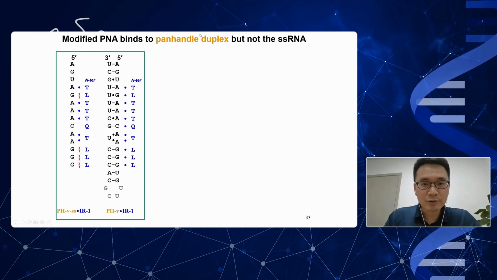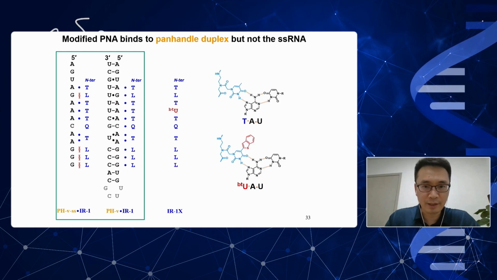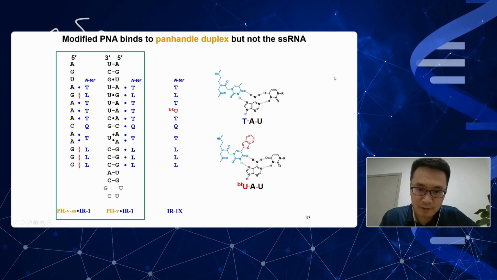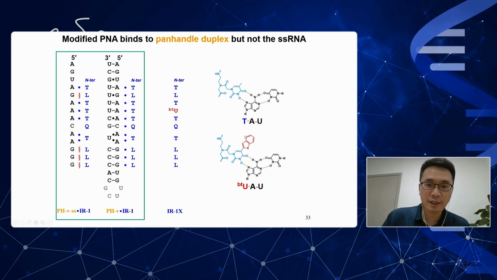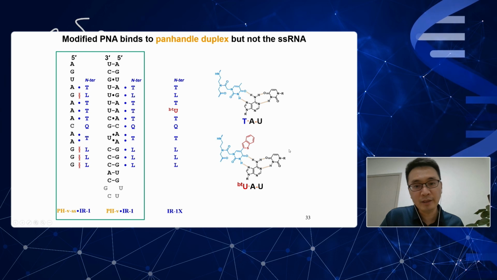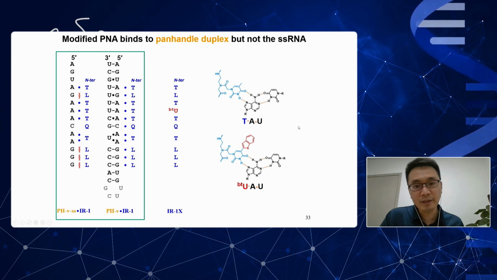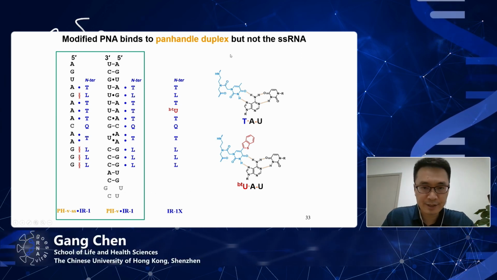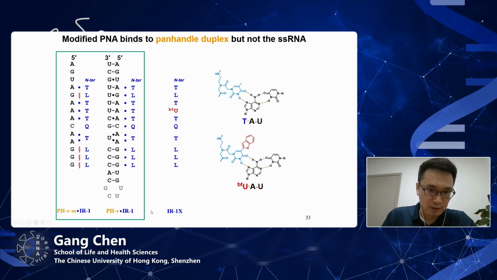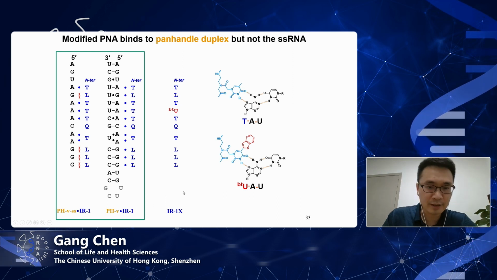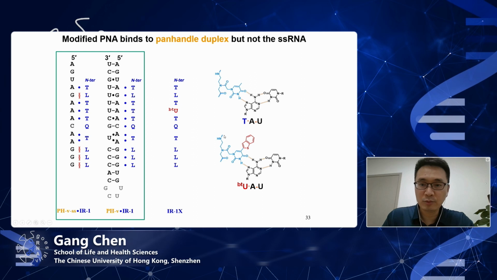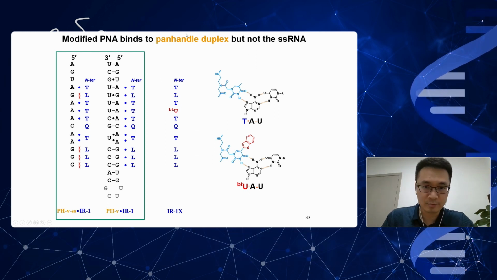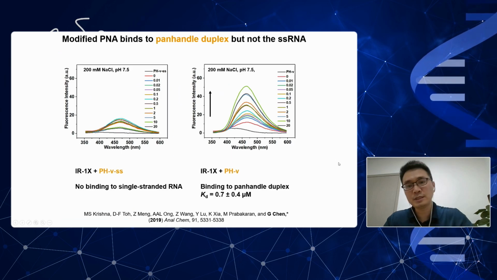So to do that, we modify the PNA this way. We simply added this benzothiazole sulfonyl group onto the T base of the PNA. This modification allows the PNA to be fluorescent, so we named it BTU. In this case, we titrated both single-stranded RNA and double-stranded RNA into the PNA, and we imagined that because this PNA is now fluorescent, we can see some fluorescent properties. Indeed, we see that.